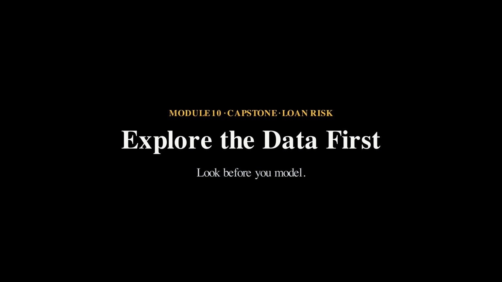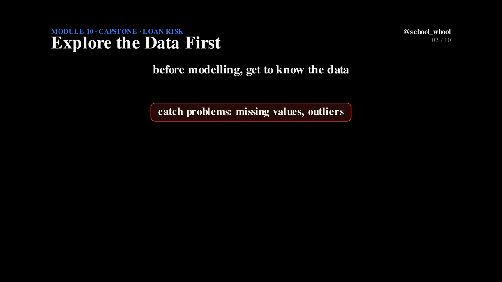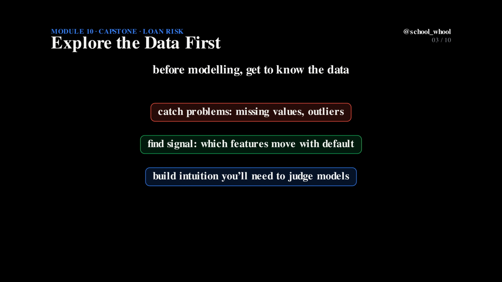You've got a well-framed problem and a metric. Now, before we train a single model, we explore the data. Good practitioners always look before they leap. Why bother? Three reasons. Exploring catches problems: missing values, impossible entries, outliers. It reveals signal, which features actually move with default. And it builds the intuition you'll need later to tell a good model from a broken one.